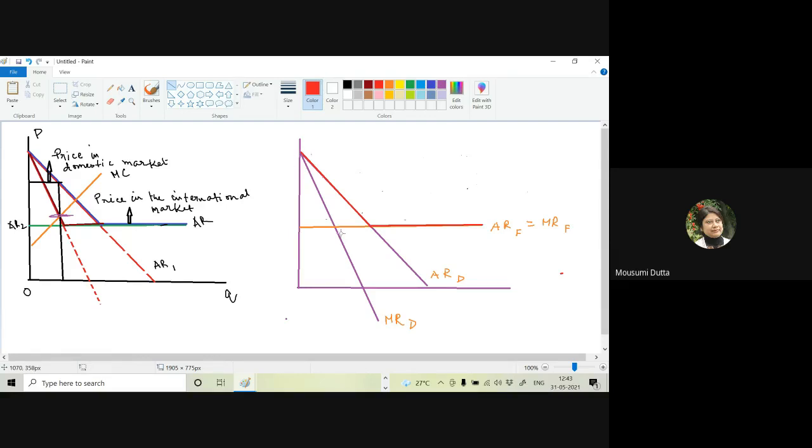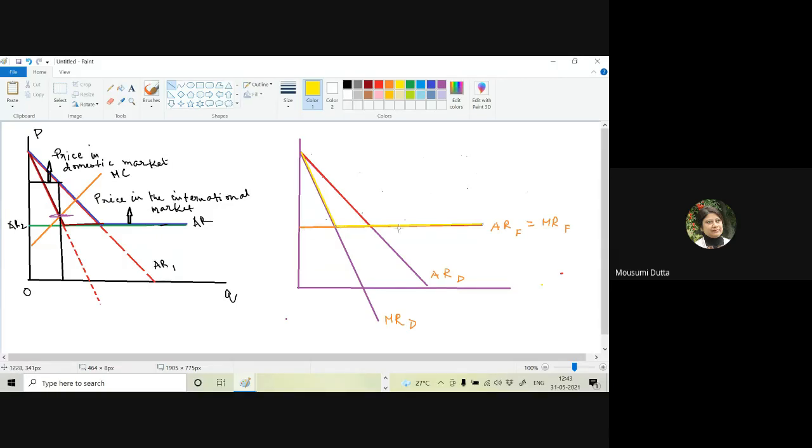This is the aggregate demand curve. And the corresponding marginal revenue curve will be given by... Ma'am, can you explain how we got this aggregate demand? Because in the domestic market, as long as the, this is the horizontal sum.